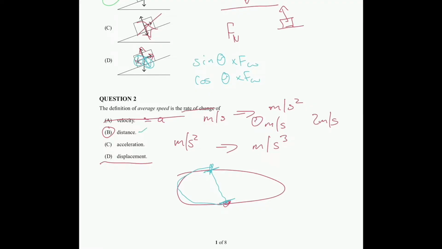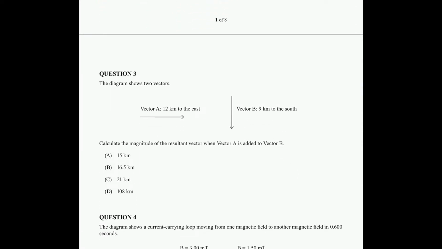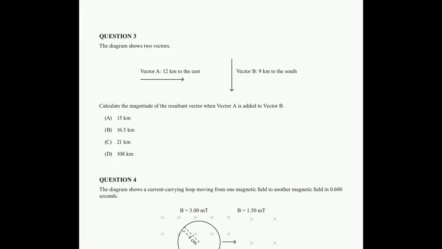Now moving on to the next one. So question 3, the diagram shows two vectors, vector A and vector B. Calculate the magnitude of the vector when vector A is added to vector B. So this is just a simple vector diagram. So draw out your two vectors, vector A going from here and is 12 km, and then vector B is added to it, or sorry, the other way around when we're phrasing it, it says vector A is added to vector B, so we draw vector B first.